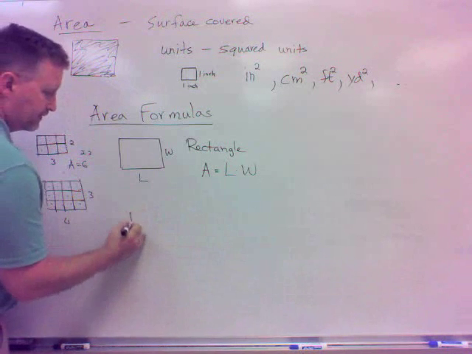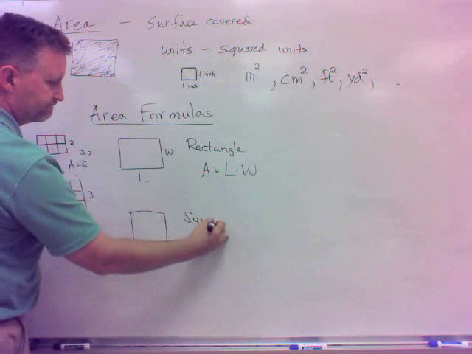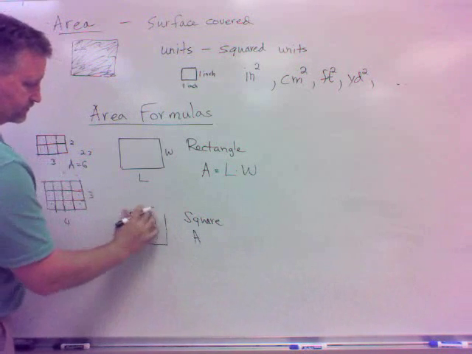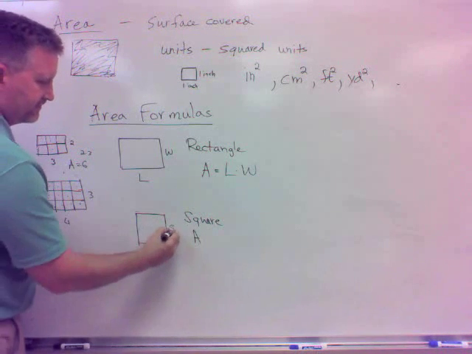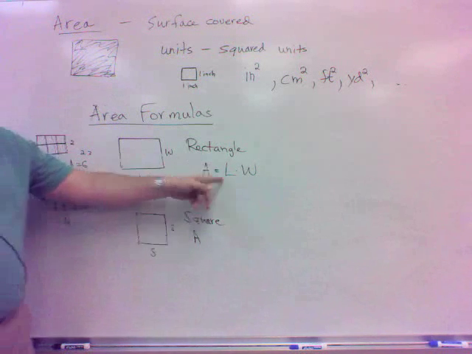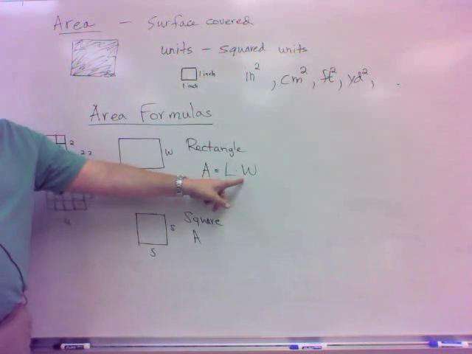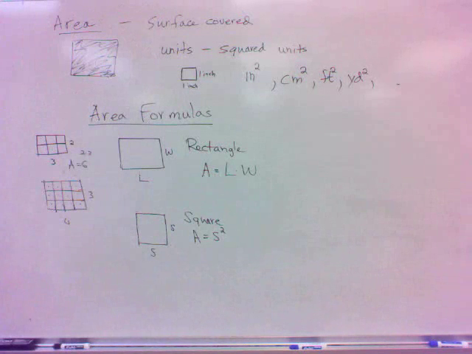The square, well, it's just kind of a specialized rectangle, isn't it? Supposed to be S on all sides there. So if the length is S and the width is S, you've got S times S. Isn't that S squared? S squared. Okay. Really, what I'm going to do here is get the next formula out of the rectangle too.